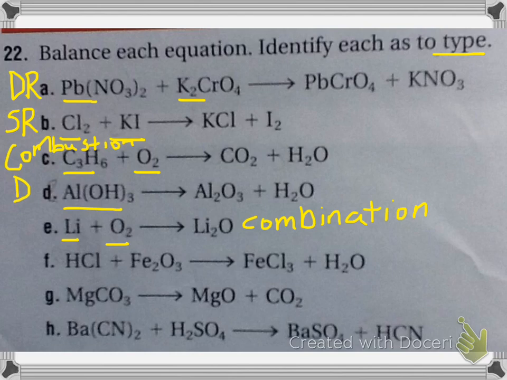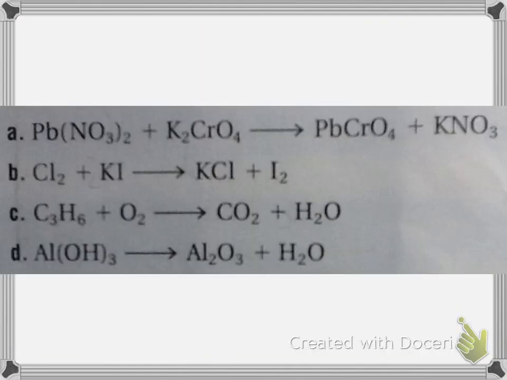Letter F, I have two reactants and they're both compounds, so this is a double replacement. Letter G, I have a single reactant, so this is a decomposition. And letter H, I have two reactants. They're both compounds, so this is a double replacement. So those are the types of reactions. Now, going to the balancing part.